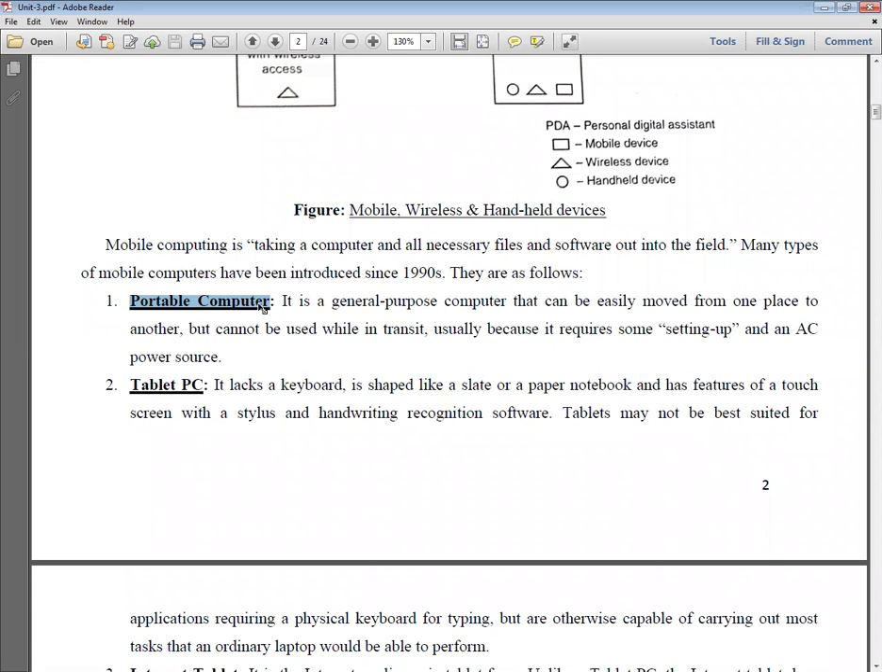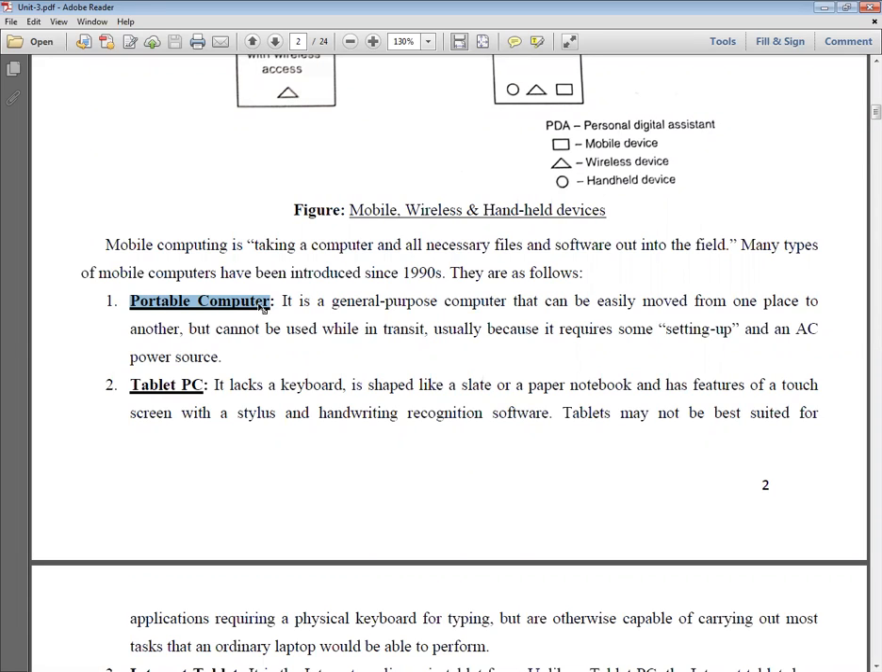It's like a paper notebook, or it's in the shape of a slate. It's in the shape of a slate. So the main feature of this particular tablet PC is that it has touch screen operation.